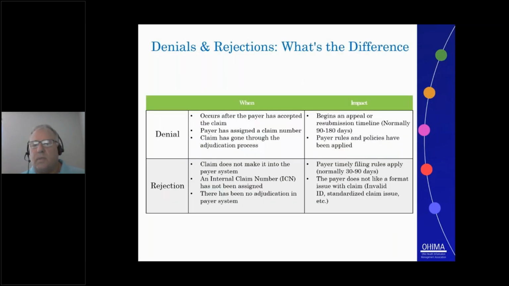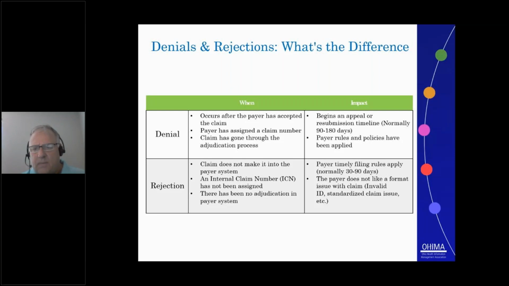So denials, rejections, and what's the difference? So there is a difference. In general terms, a denial and a rejection occur at different points in the claims process. A rejection occurs prior to claim acceptance by the payer and is not assigned a claim identifier in the payer's system. These claims must be fixed and resubmitted as quickly as possible to avoid initial submission timely filing limits, which are normally between 30 to 90 days.